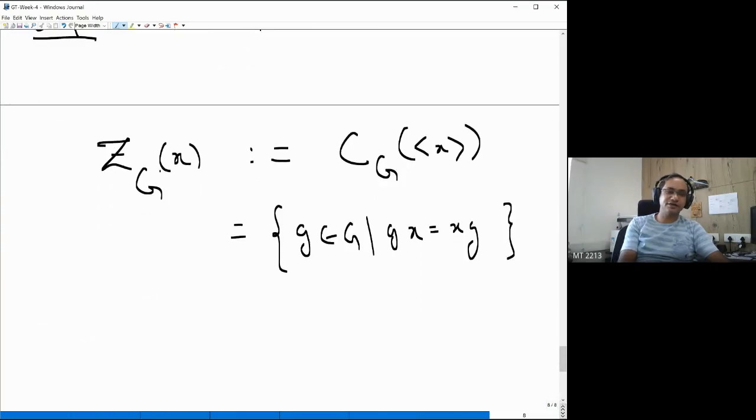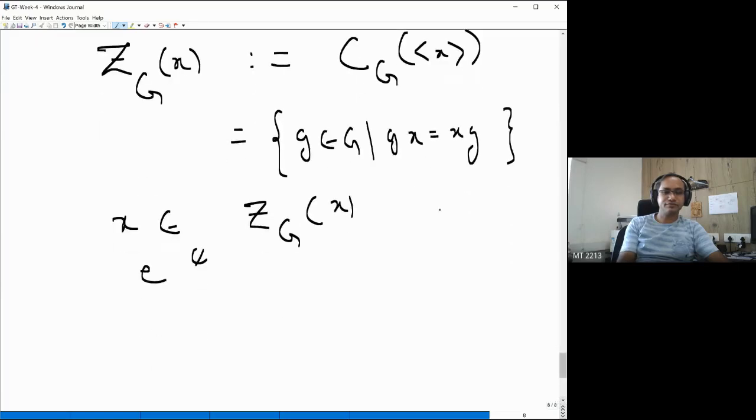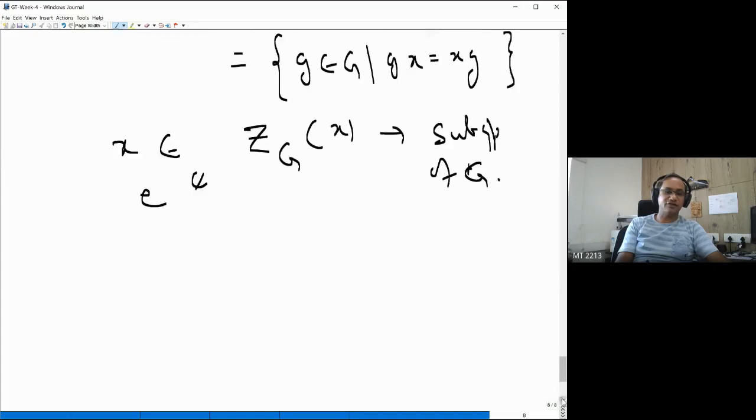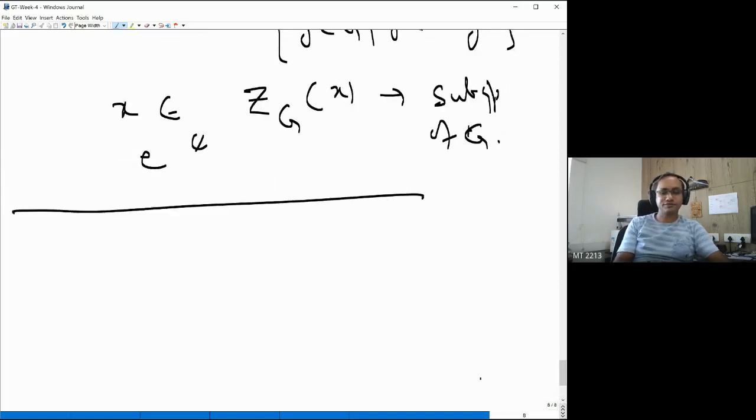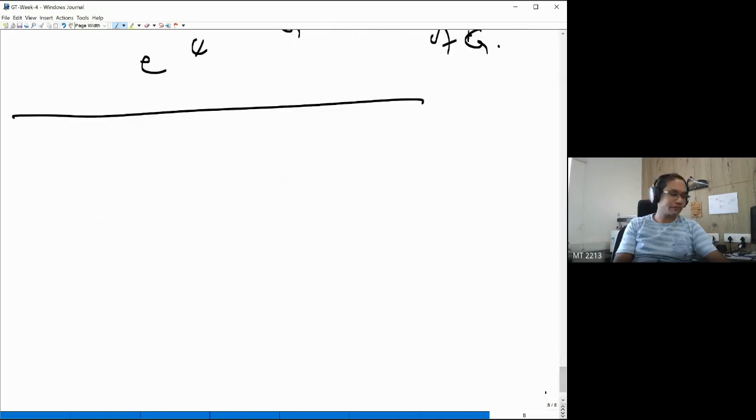For a single element, I can define its centralizer, and this will always contain X, because X commutes with itself. So X always belongs to the centralizer of X in G. It's also a subgroup, so the identity always belongs here. It's always a subgroup of G. And well, the normalizer doesn't make much sense here. The normalizer will turn out to be the centralizer itself for a single element. So we don't define the normalizer for a single element. Okay, so these are some ways to produce more examples.